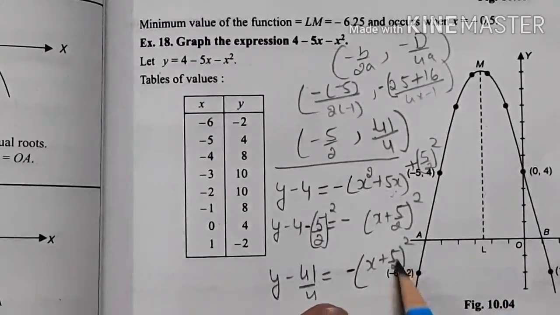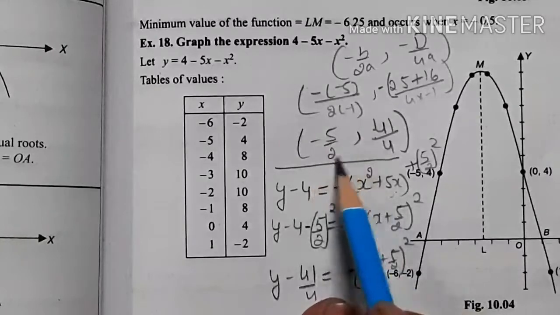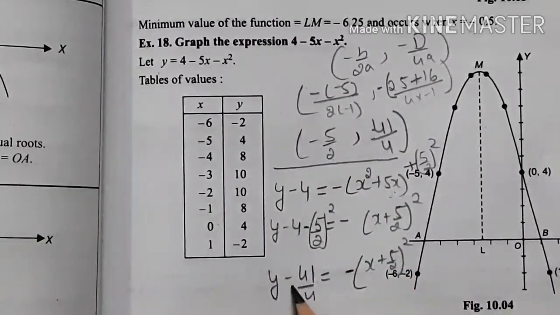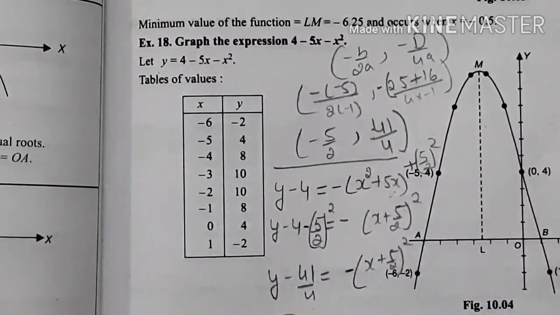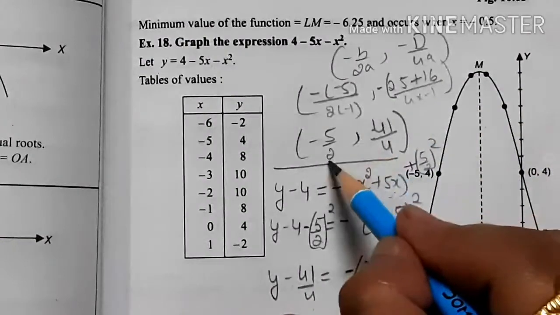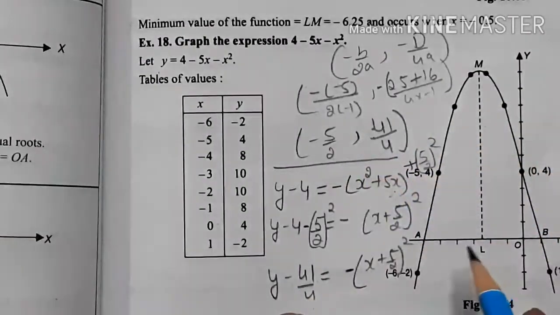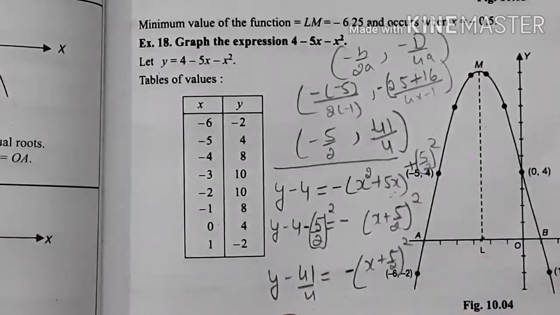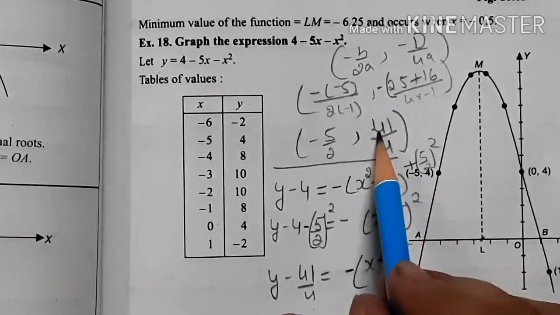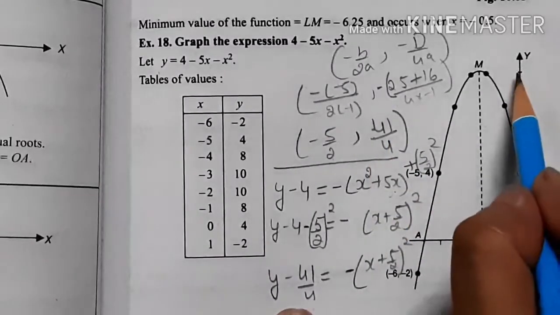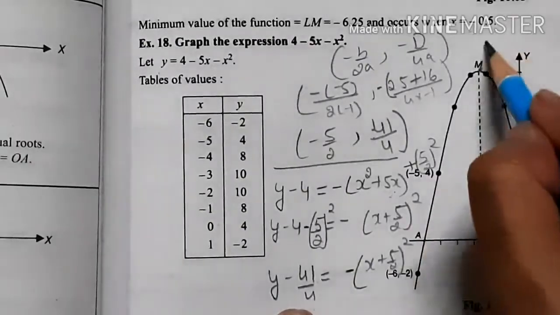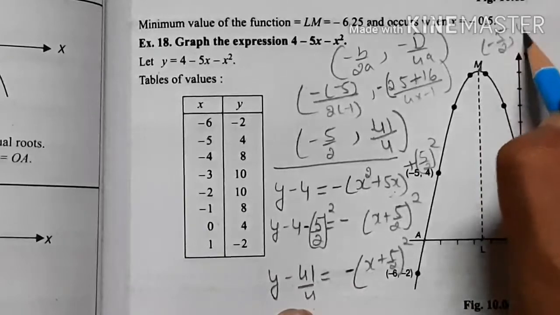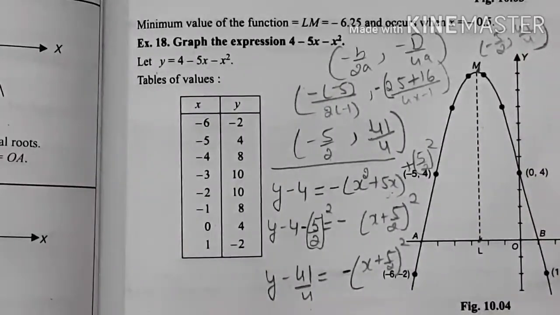Now if x plus 5 by 2 is equal to 0, that gives you x value as minus 5 by 2, and y minus 41 by 4 is equal to 0 gives you y as positive 41 by 4. If you go with the decimal, this is minus 2.5, which lies on the negative side of x, and this is 10 point something, above 10. So this point will be minus 5 by 2 and 41 by 4 if you convert into decimals.